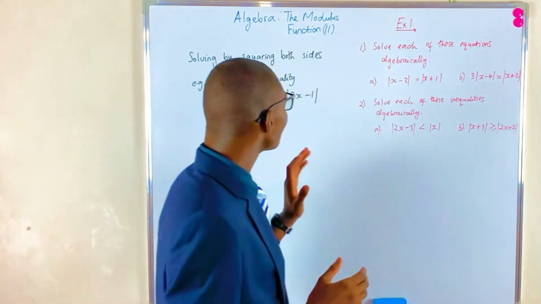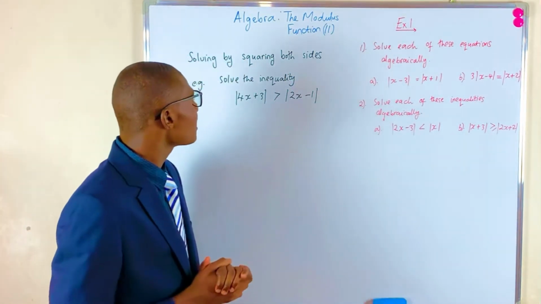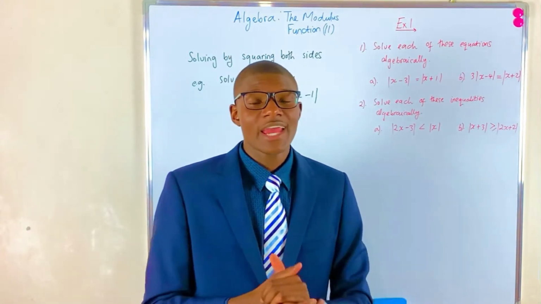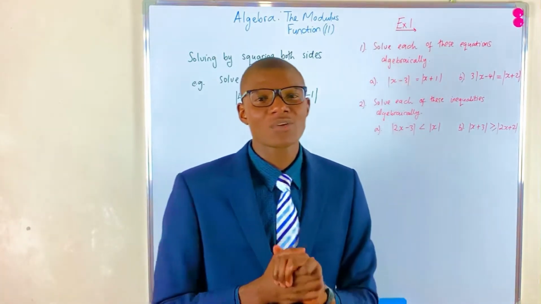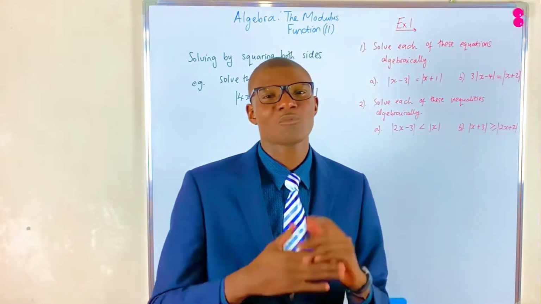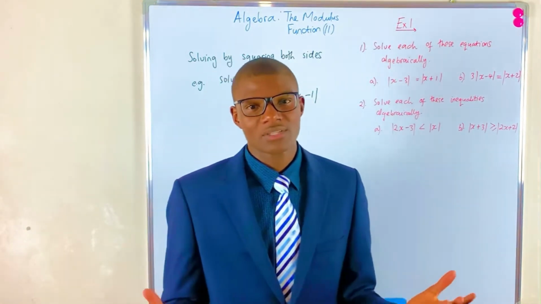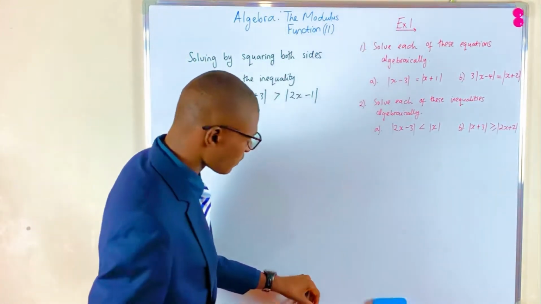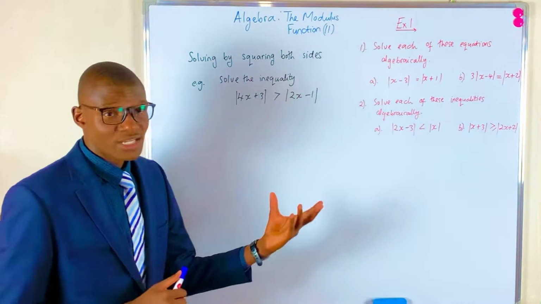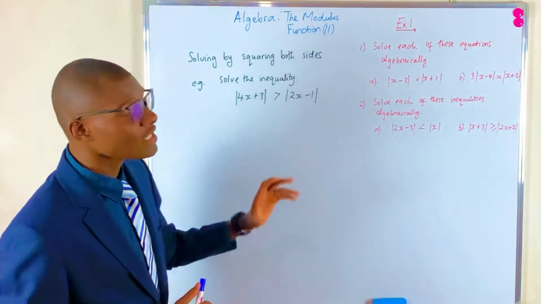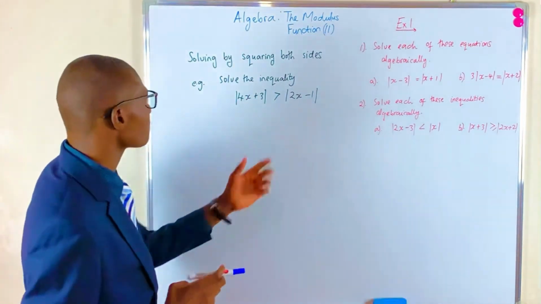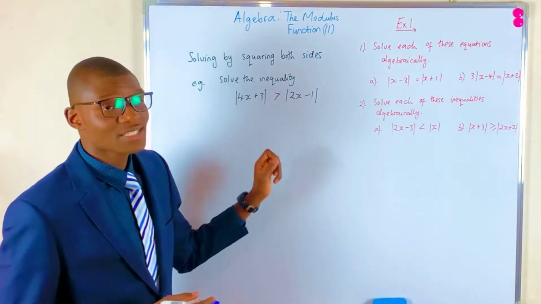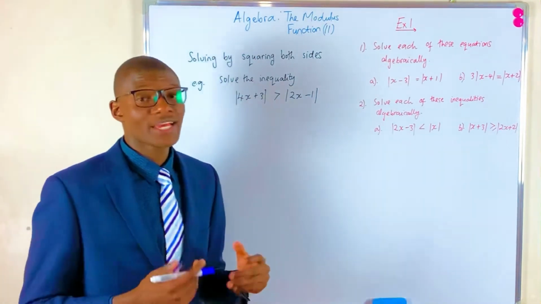So we're going to do this by squaring both sides of the inequality or of the equation. That's the method that we're going to use. In the previous video, we looked at how we solve equations and inequalities of modulus functions by the graphical method. So let's start off by looking at this example. Like I said, the method that I'm going to use here is by squaring both sides of the equation or the inequality. For this example, we need to solve for the modulus of 4x plus 3 being less than the modulus of 2x minus 1.